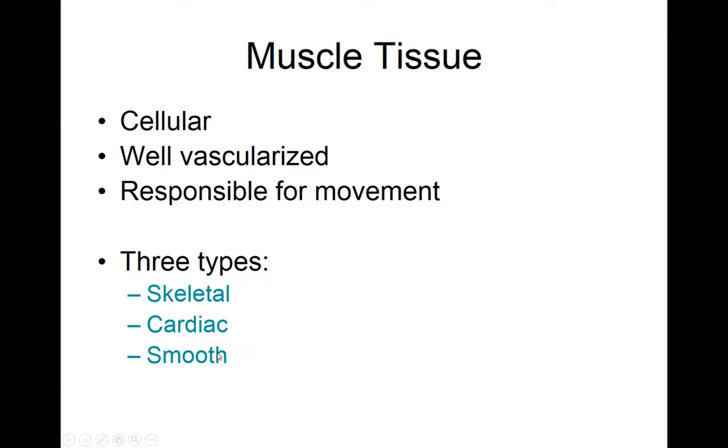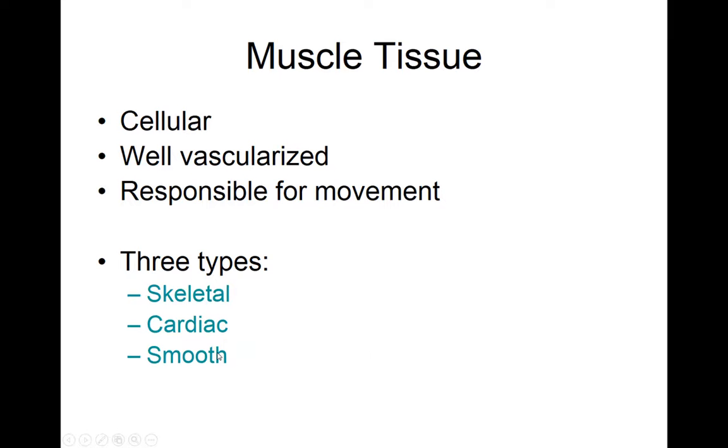And then our last tissue that we'll mention today, so I'll get to our 4th one, is muscle tissue. And we have 3 kinds of muscle. We have skeletal, we have cardiac, and smooth. Okay, so those are our three types: skeletal, cardiac, and smooth.